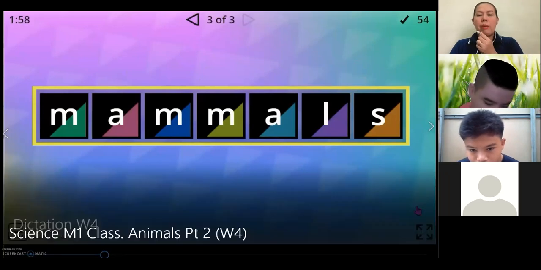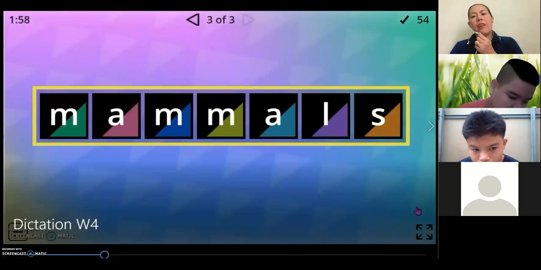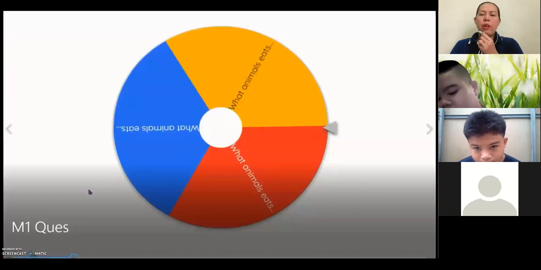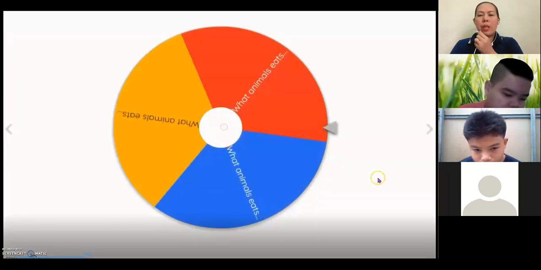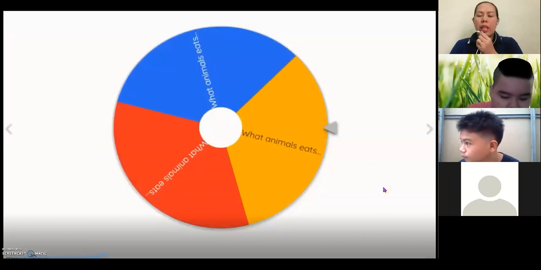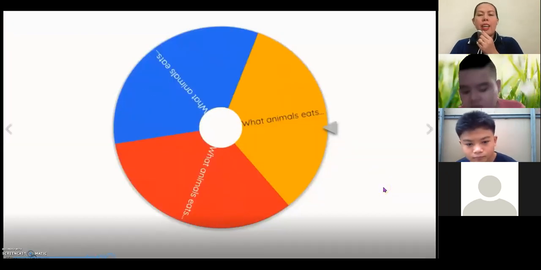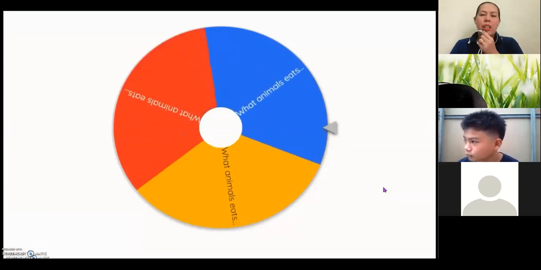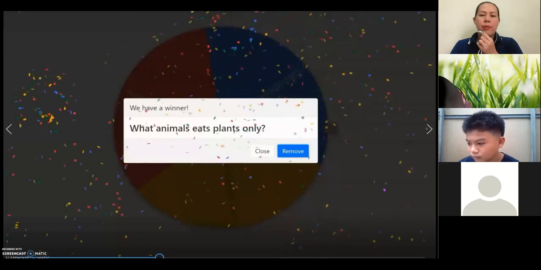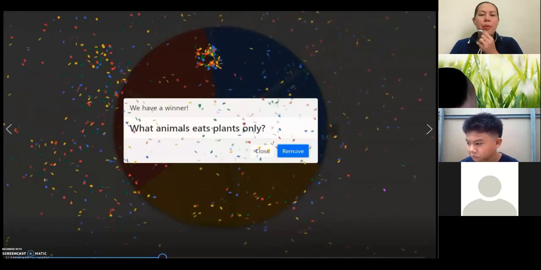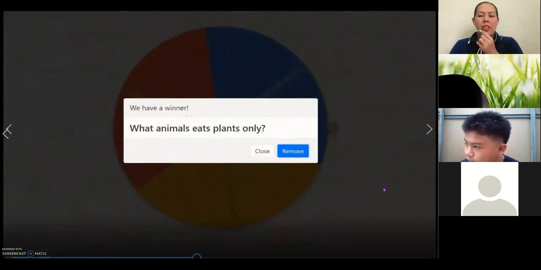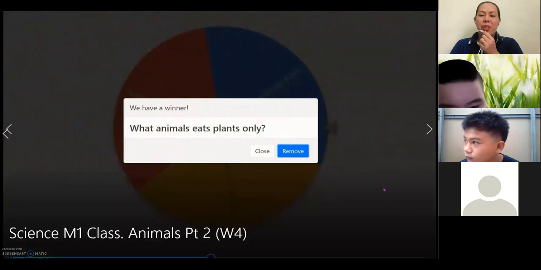But first, we have a question. I use the Wheel of Names so we can spin the wheel to get the question that we will answer for our topic. Let's spin the wheel. And the question is, what animals eat plants only? Herbivores. Very good. But we will find the answer in our topic for today.